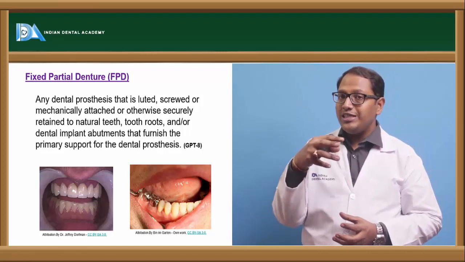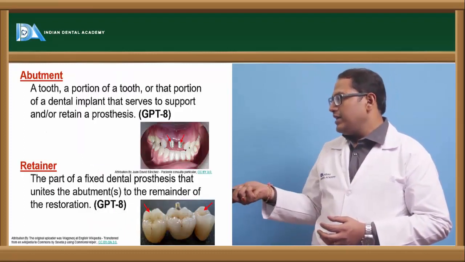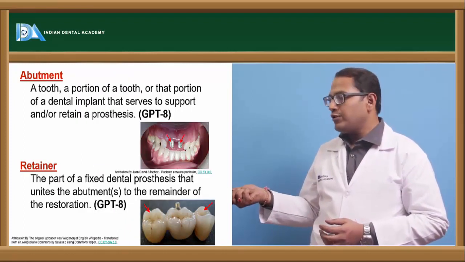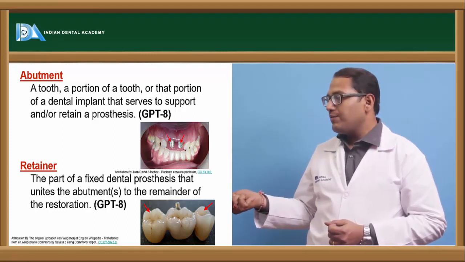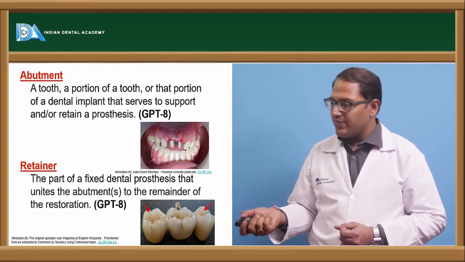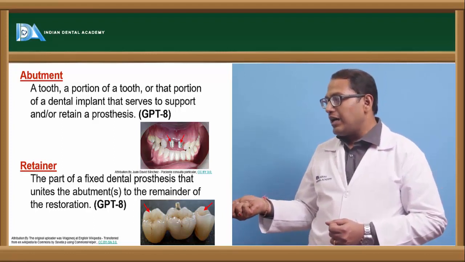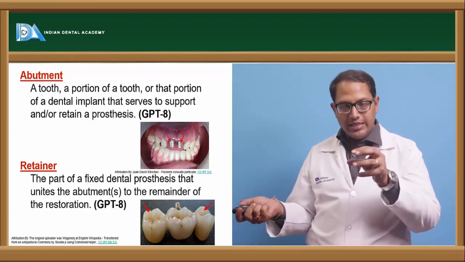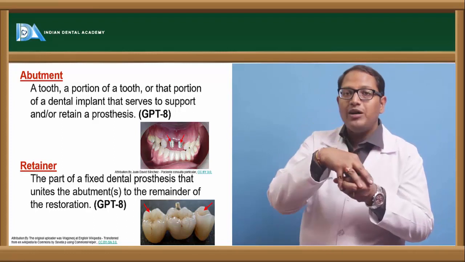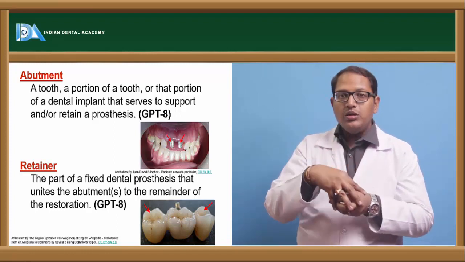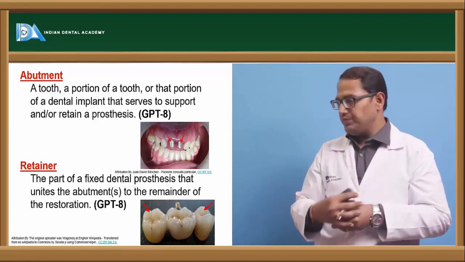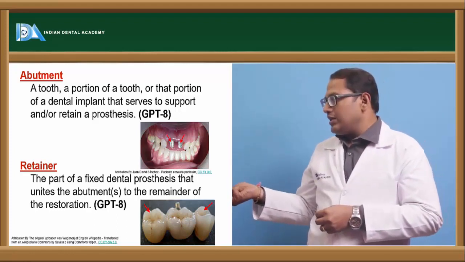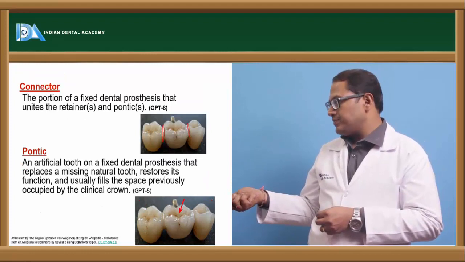Now, we are talking about the teeth. So, the abutment is a tooth or a portion of a tooth or that portion of a dental implant that serves to support or retain a prosthesis. Now, the retainer is that part of the fixed prosthesis which will go onto the abutment. So the part of fixed prosthodontics is not the abutment. It is the retainer, which attaches the abutment to the remainder of the restoration.